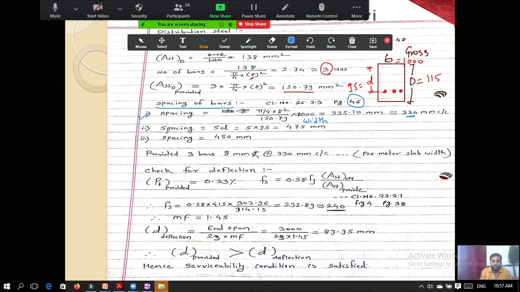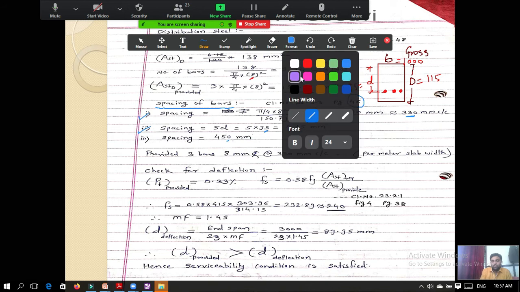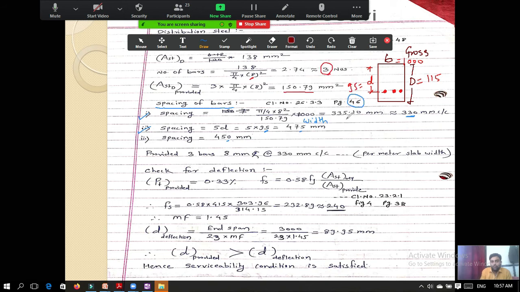to center. Second, by clause, the spacing for distribution steel must be 5D. The value of D is 95, so 5 into 95 is 475. The last one is 450. So we need to choose the least value from these three. This is value number 1, value number 2, and value number 3. Out of these three values, we take the minimum value. So the minimum value is 330.